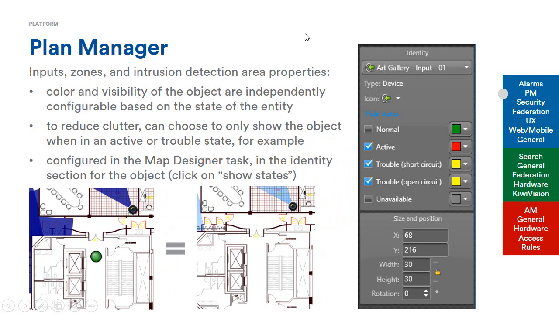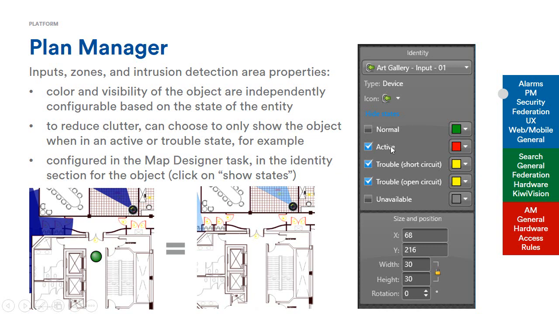In terms of input zones and intrusion detection areas, we've added a few things to the identity tab for them in the map designer task. So the first thing we can do, if we show the states here, we can actually change the colors depending on the state. So in this case, I have an input on a camera selected, and if it's normal, I want the input to show as green. If it's active, I want it to show as red. And if there's a trouble state coming from it, I want that to show up in yellow on my map.